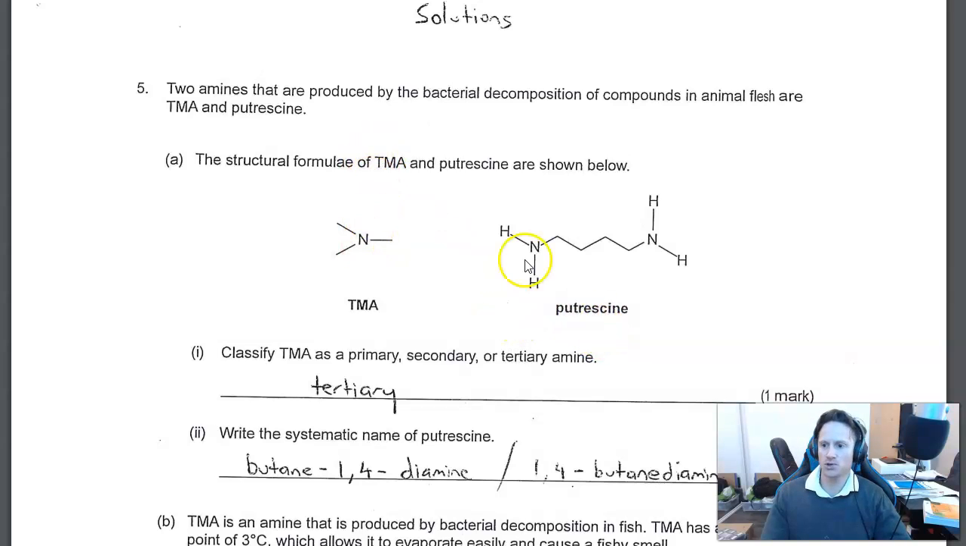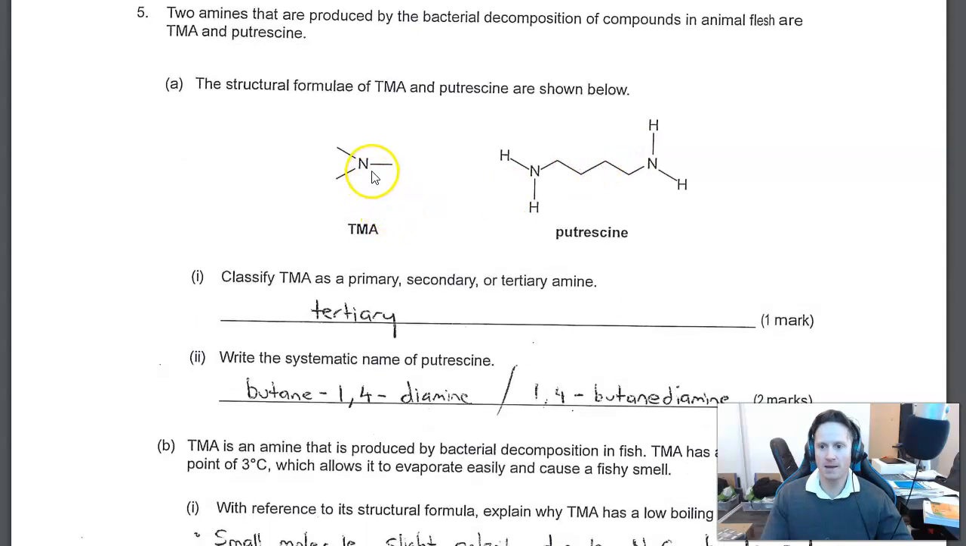So we've got two amines, TMA and putrescine, and they're amines that are produced by bacterial decomposition of compounds in animal flesh. TMA, you've got a nitrogen and 3 methyl groups. This line here is a skeletal form, so this is CH3, CH3, CH3. And then this, we don't need to talk about that at the moment.